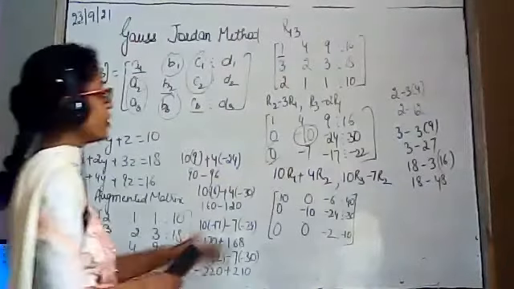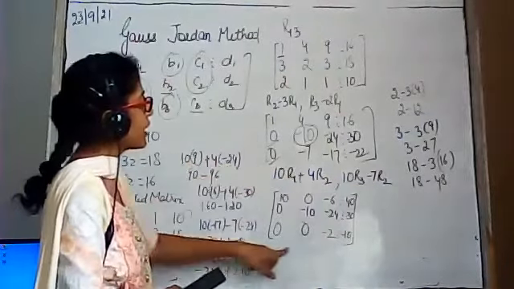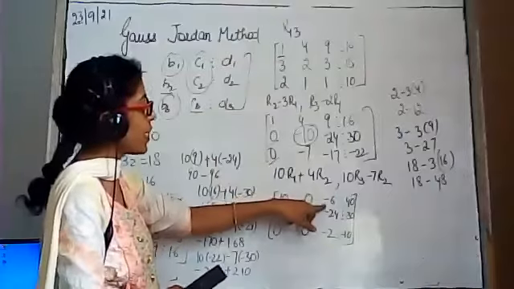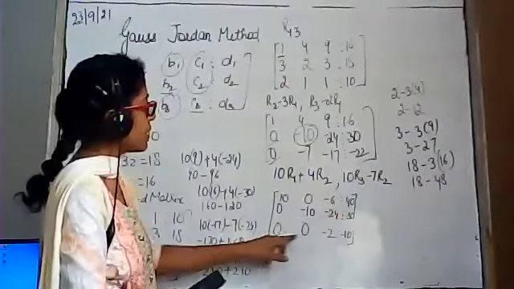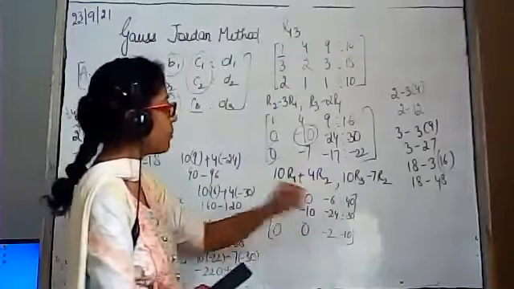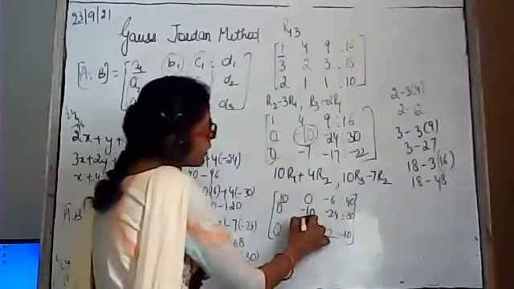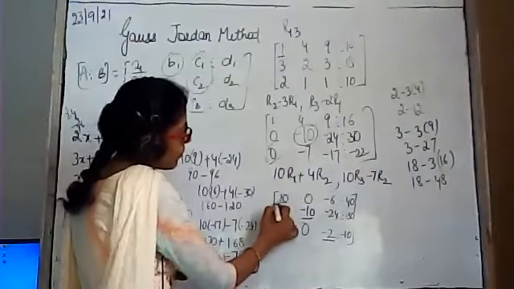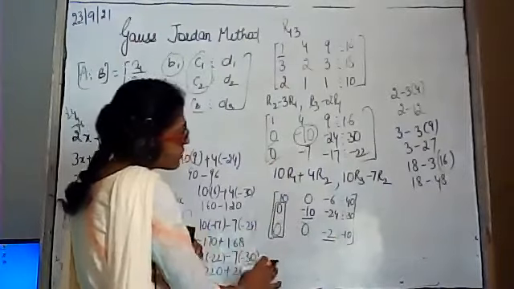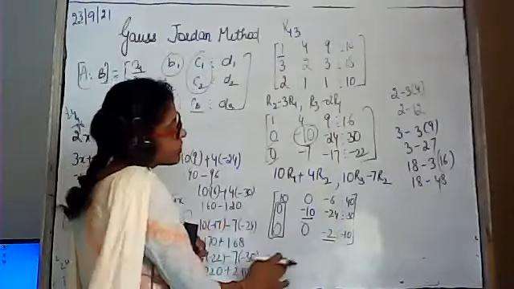हाँ जी बेटा, we have applied these operations. After applying the operations, we will get this matrix as 10, 0, minus 6, 40. This row will remain as it is, 0, 0, minus 2 and minus 10. Now see beta, it was the diagonal element. Now this is the diagonal element. Above and below the diagonal elements, these two elements are 0.